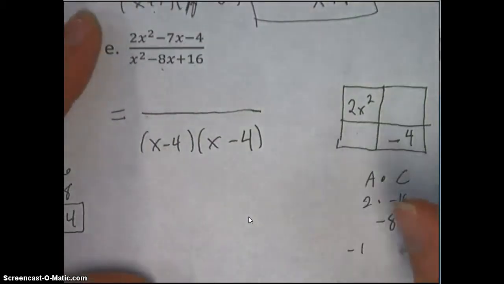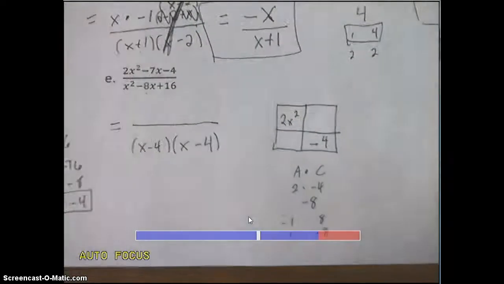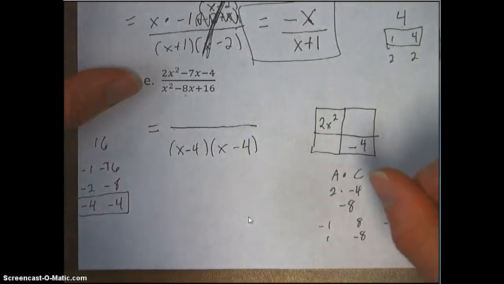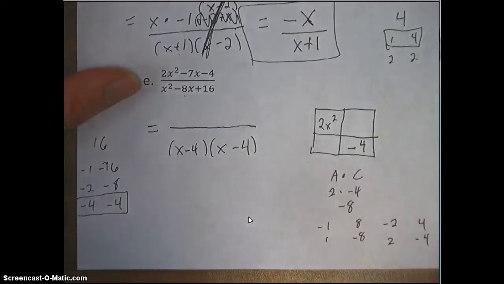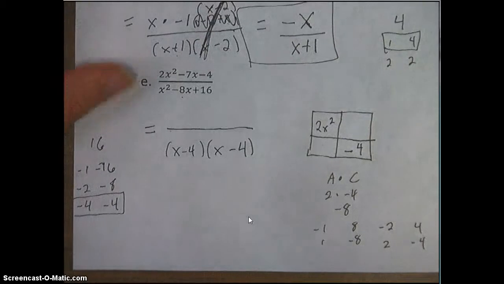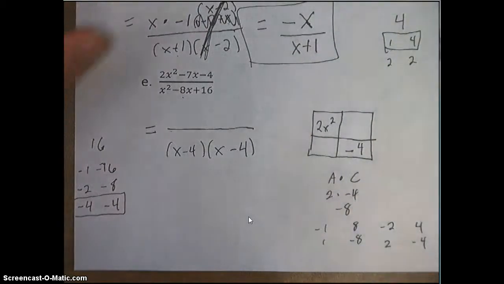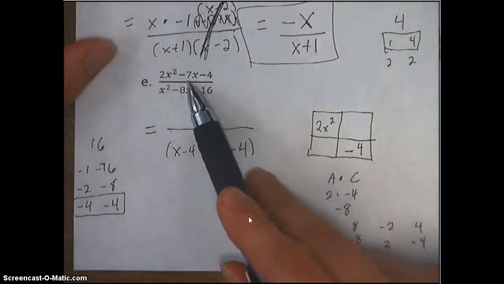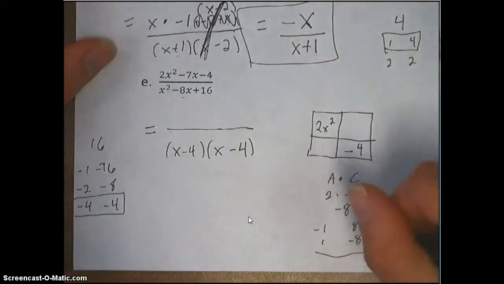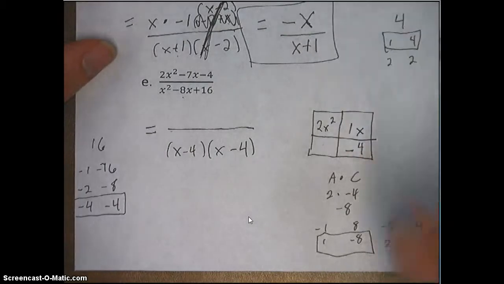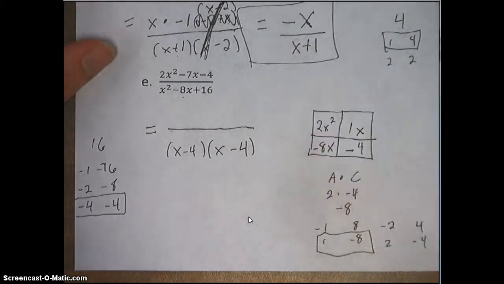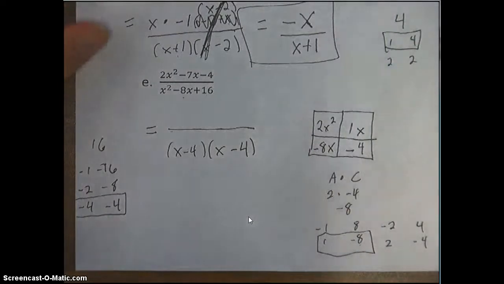So we've got negative 1 times 8, 1 times negative 8. What else do we have? We've got negative 2 and 4, or positive 2 and negative 4. Any others? No, I think that's all of them. And we're looking for the one that adds to negative 7x. So negative 7 would be this one, 1 and negative 8. So in this box, I'm going to write a 1x, and in this box, I'm going to write a negative 8x. And then I just need to ask myself 4 questions.